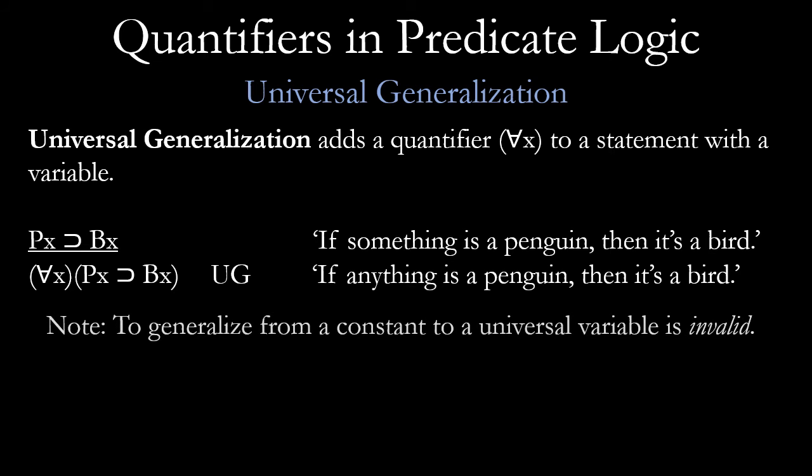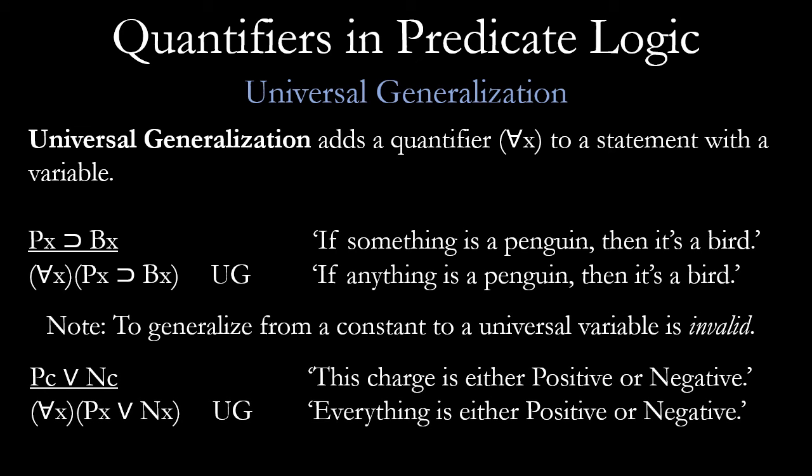Okay. Note, you cannot go from a constant to a universal, right? So let's say I've got something involving constants, Pc or Nc, right? We could say this charge c is either positive or negative. So if we're talking about electronics, this charge is either positive or negative. Well, I can't universalize that. I can't make a universal generalization based on that. And I can't say everything is either positive or negative from that.